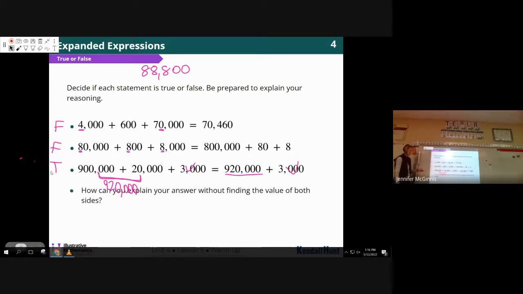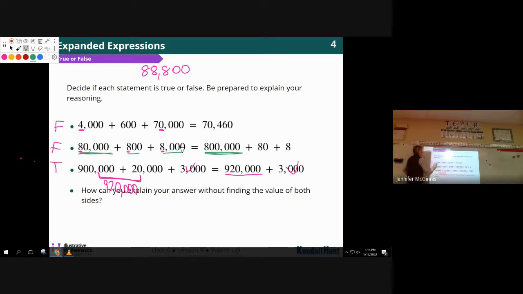We do not need to. So here, how can you explain your answer without finding the value on both sides? We did that with the third one. We could have done that here, because with 80,000 and 800,000, we had 808. Is there any way that these three numbers were going to get close to 800,000? No. We didn't really need to find the value. We did, and that's fine, but we didn't need to.